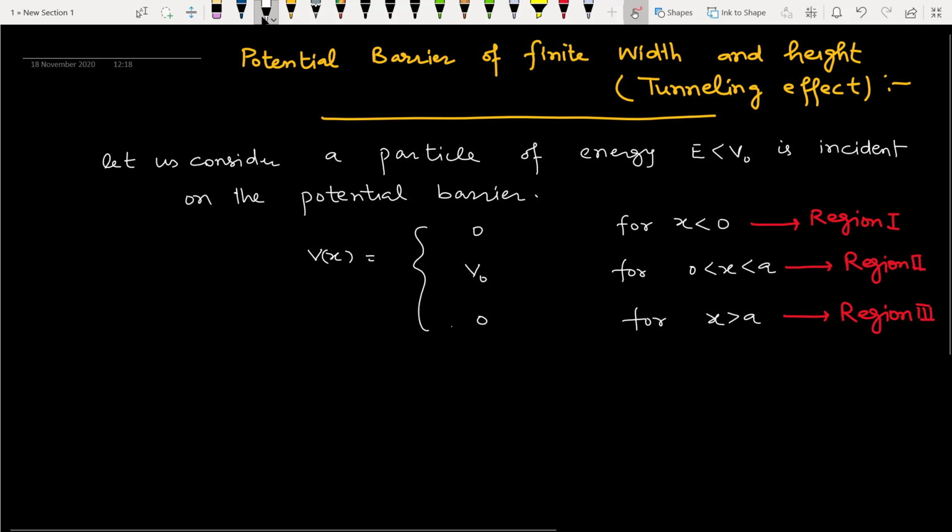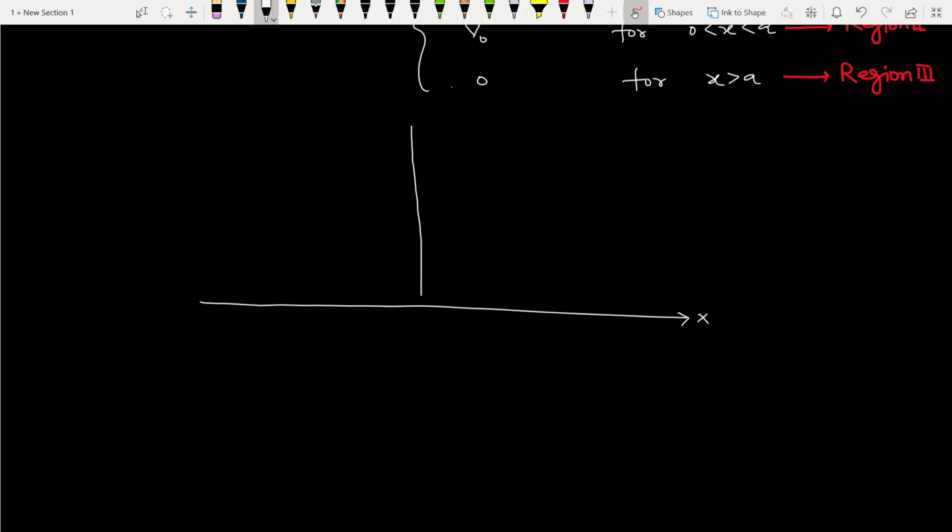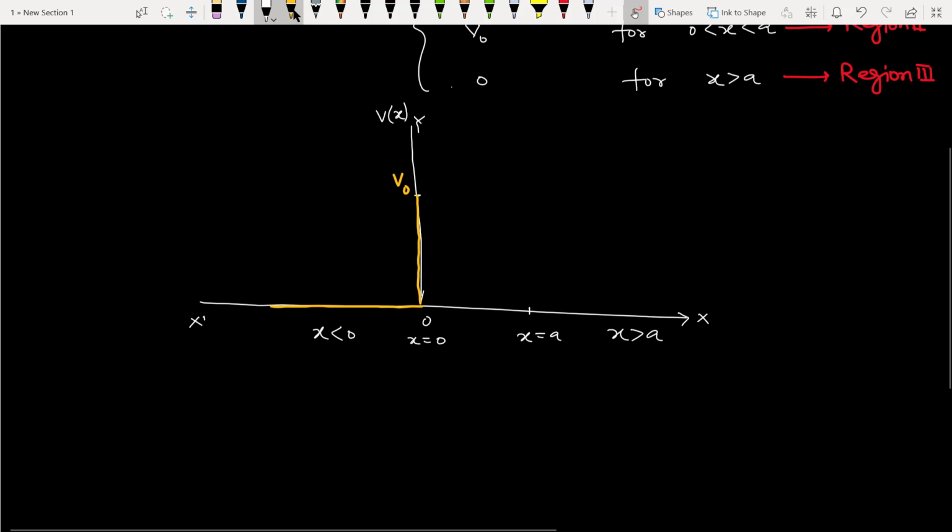And we try to depict the potential barrier in the form of a graph. This is the origin, and this point is x equal to 0, and here we take the potential, whose value is V naught. When x is less than 0 the value of potential is 0, and at x equal to 0 it is V naught. This region is x less than 0. At this point x is equal to a, then this region will be x greater than a. The value of the potential will be V naught in this region, and thereafter it will be 0. So this will be a step potential.